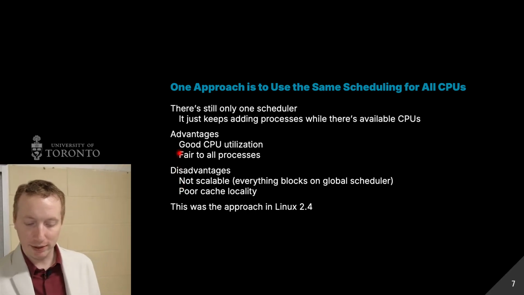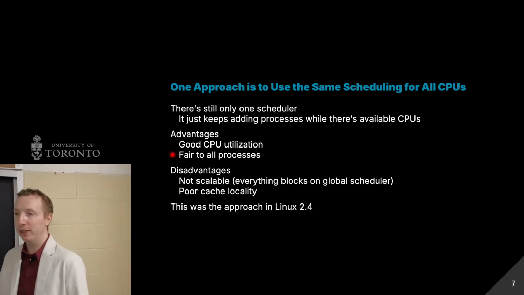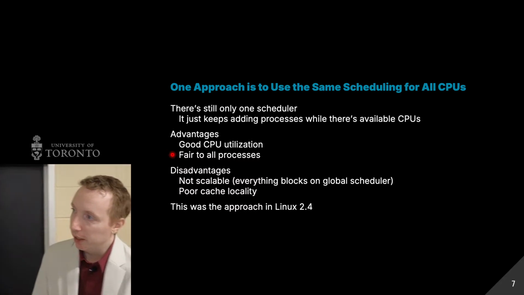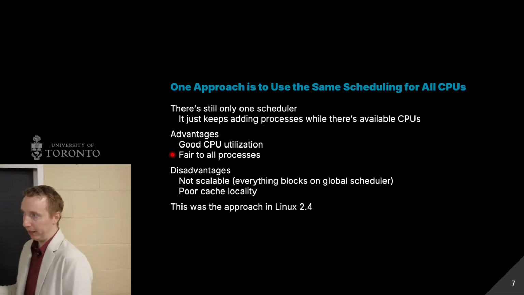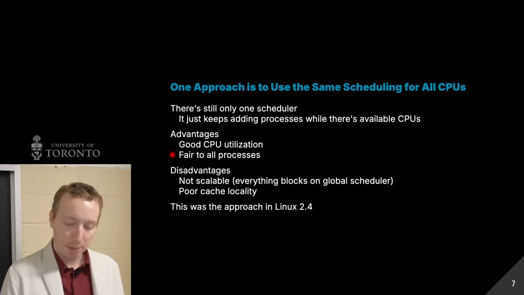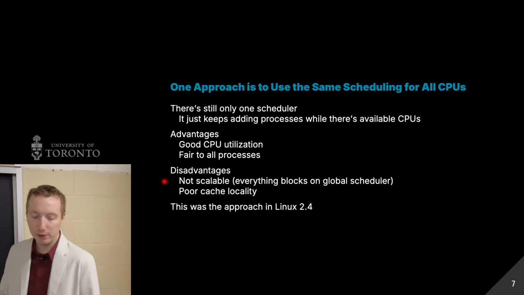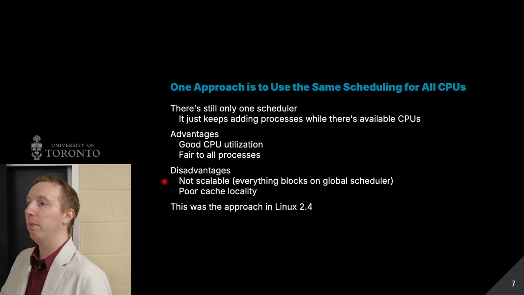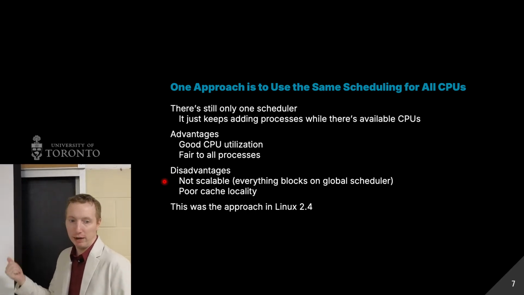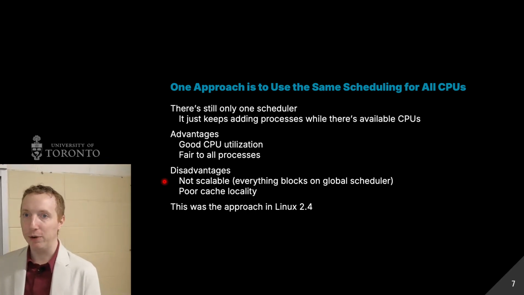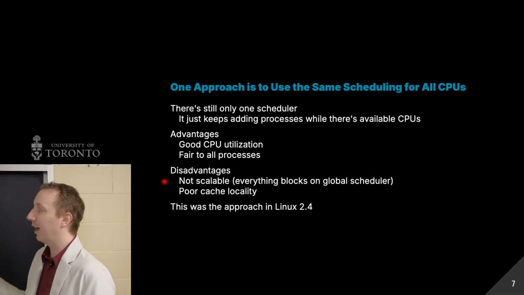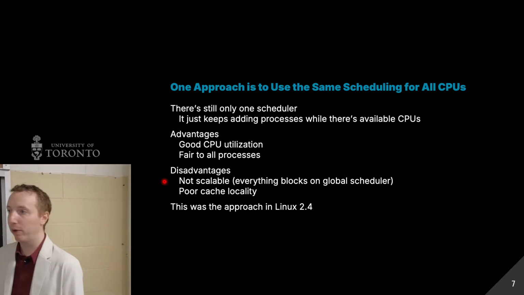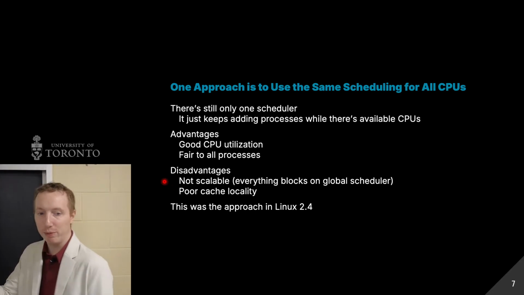So the advantages to this is I have good CPU utilization. If there's something to schedule and an idle CPU, it gets to run on a CPU. It's fair to all processes as long as my scheduling algorithm is fair. But the disadvantage is that it's not scalable, so everything blocks on that global scheduler, so there's only one thing making a decision, and it makes one decision after another, after another. So if you have, I don't know, 100 cores or something crazy like that, then you have to make 100 decisions, and the 100th core can't progress until you've made decisions 1 through 99.